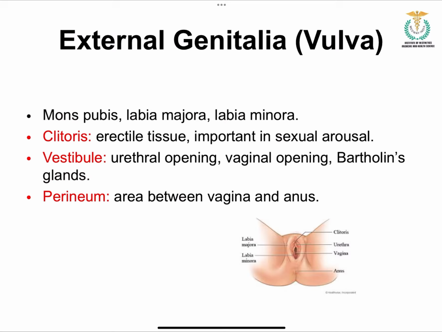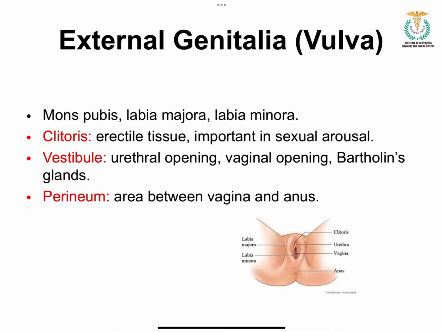And the perineum is the area between the vagina and the anus, as you can see in the diagram below. So these are the external protective structures. Clinically, it is important in trauma, infections, and congenital anomalies. Bartholin's gland cyst and abscess are the most common cases we see in the OPD. So this is the external genitalia, or the vulva.